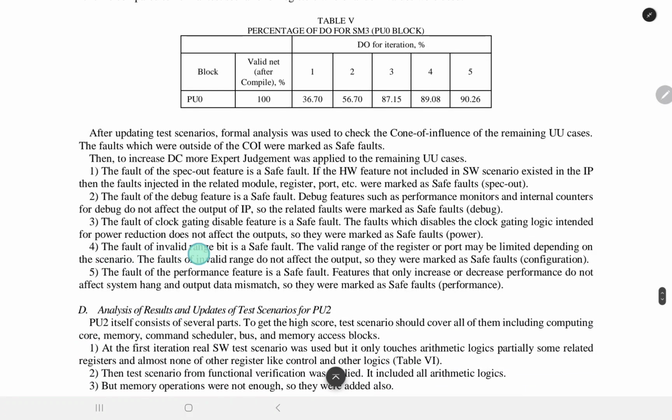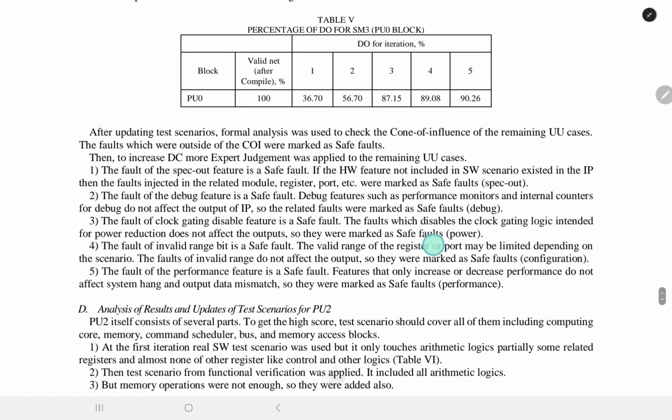The fault of the range bit is a safety fault. The valid range of the register or port may be limited depending on the scenario. The faults of the embedded change do not affect the output, so they were marked as safe faults. Configuration.